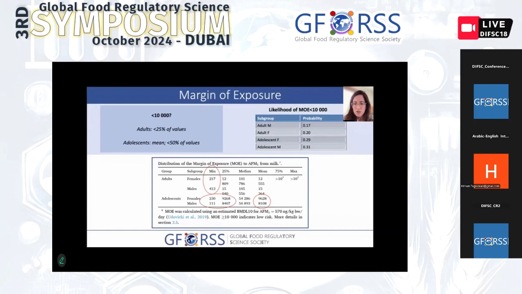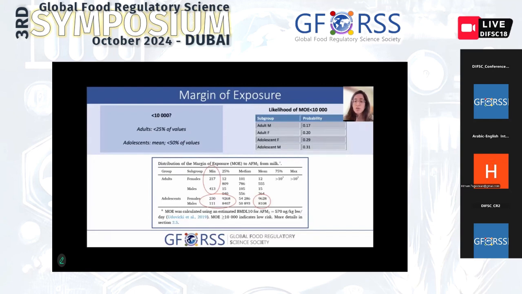Specifically, as you can see on the small table on the right here, the likelihood of being exposed to a dose of concern is between 17 and 20% among this population group. So not that high, really. For adolescents, here, the distribution of MOE values had a mean. We see the mean is below 10,000 for both males and females. So this could be already concerning.